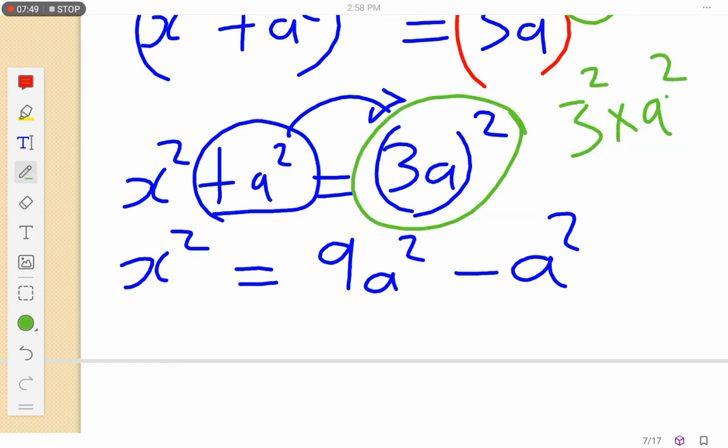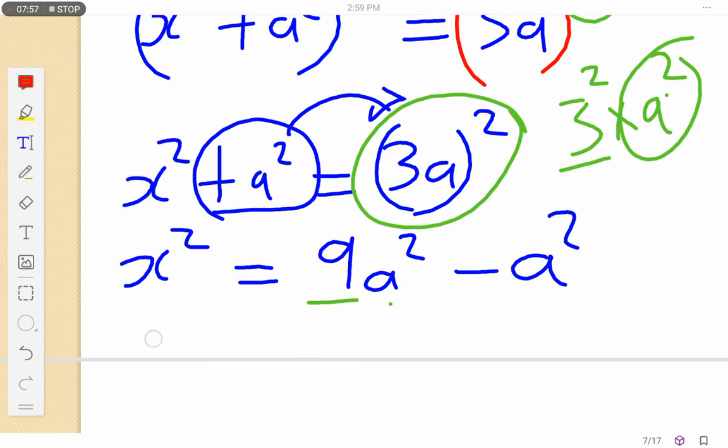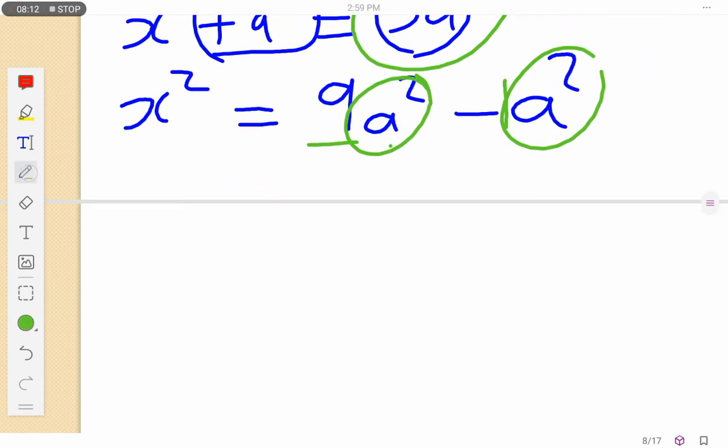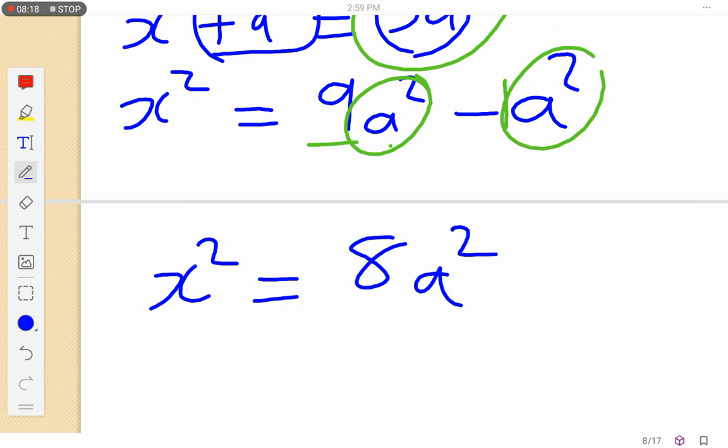So it's 3 times 3, we get a 9. That's the 9 there. Then a times a, we get an a squared. So we now have x squared is now equal to 9a squared minus a squared. So this a squared here is the same as 1. And they all have a squared, so we can subtract them. So we get x squared is equal to 8a squared.